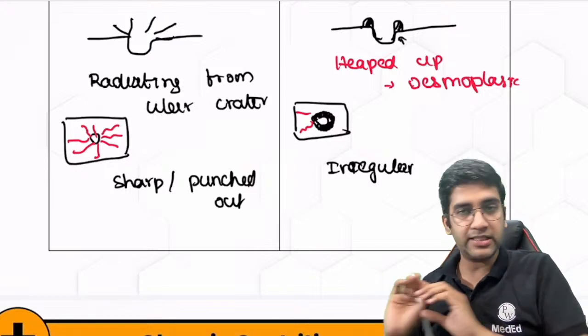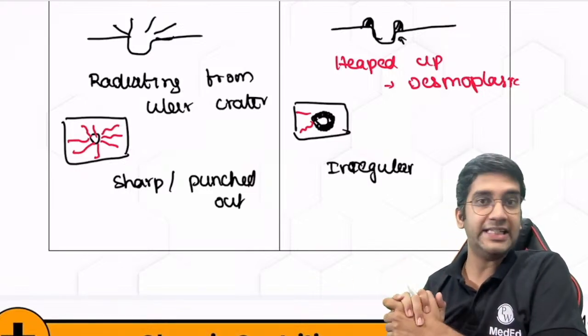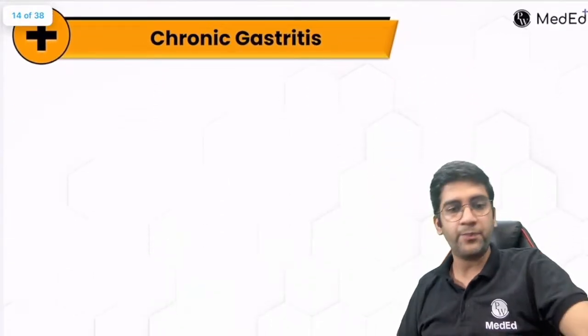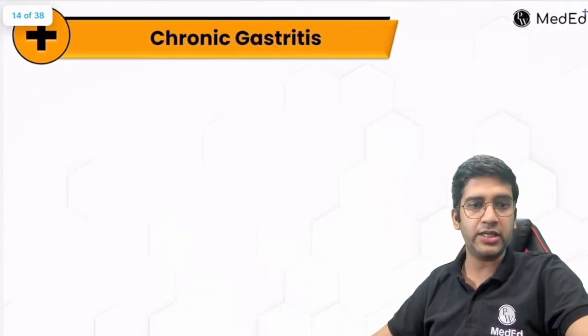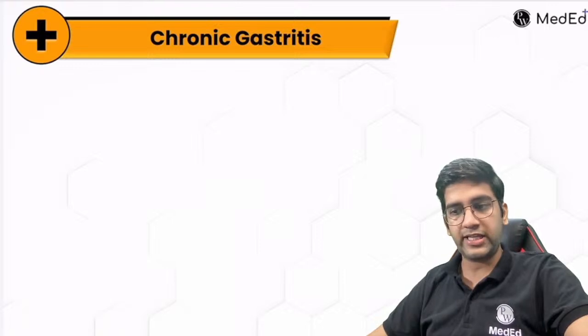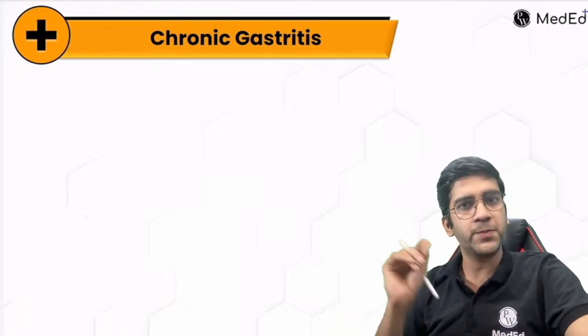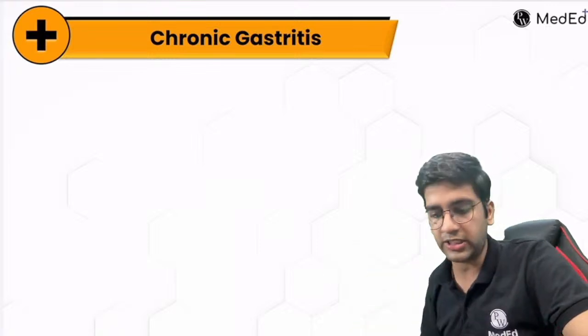Fine. Okay, that's the starting point of a benign and a malignant gastric ulcer. Let's go to the second question you're going to read today. We're going to read about chronic gastritis. Before starting chronic gastritis, I just want to ask a few questions, which if you know the answers, you can comment on.